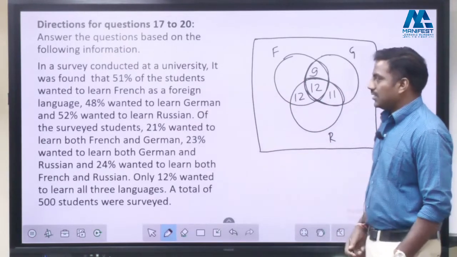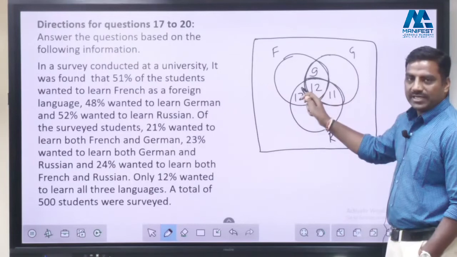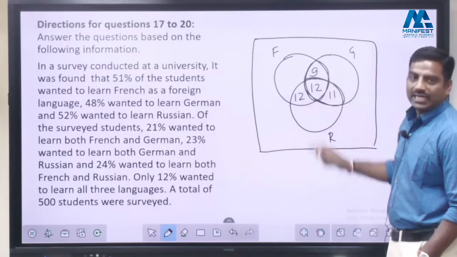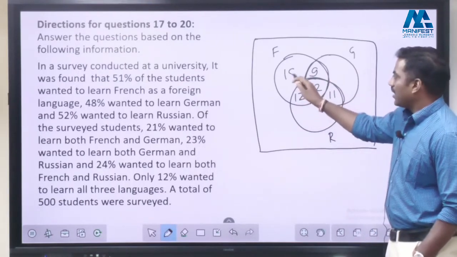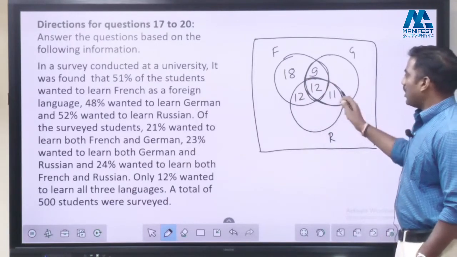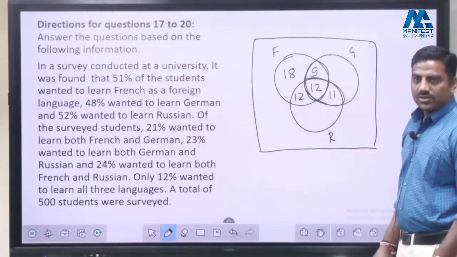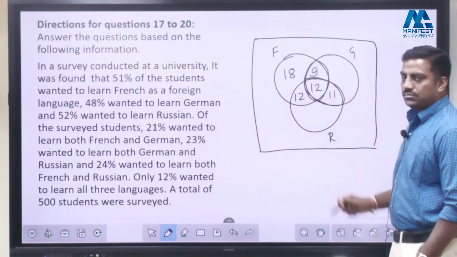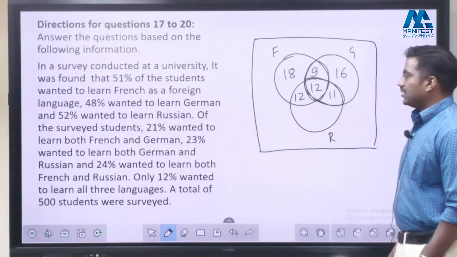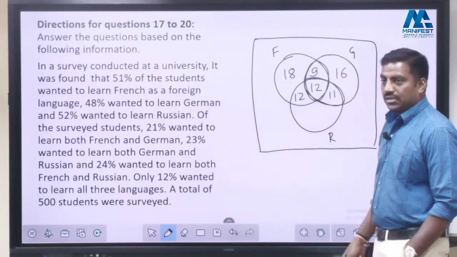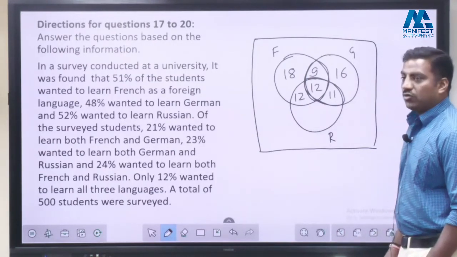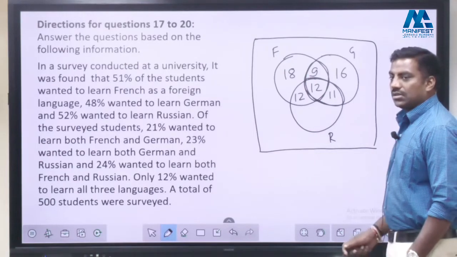Okay, 51% French. Already we have filled 33% here. Yes or no? French, already we have filled 33%, no? 12, 12 and 9. So 18 are remaining here. Correct? Then German, totally 48%. 9, 12 plus 11. Already 32 is filled. So how many are remaining? 16%. Then German and Russian. Only Russian. 12 plus 12, 24 plus 11, 35 is already filled. So out of 52, 35, subtract. 17.